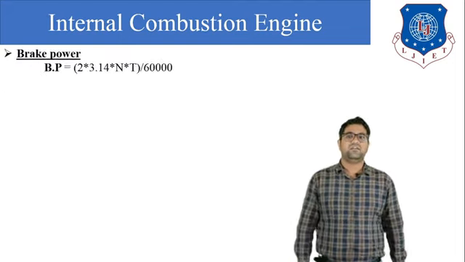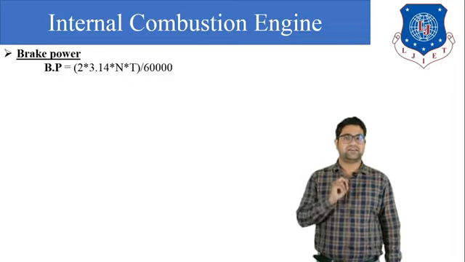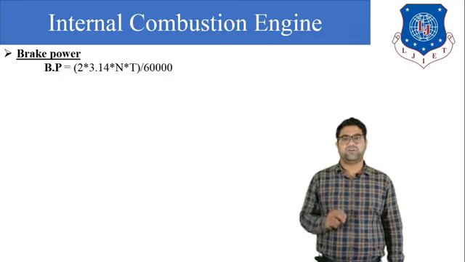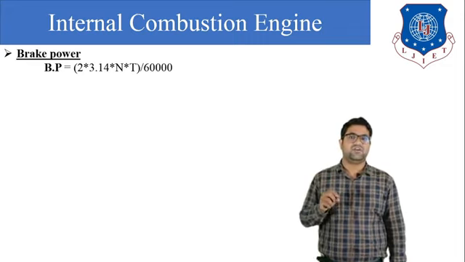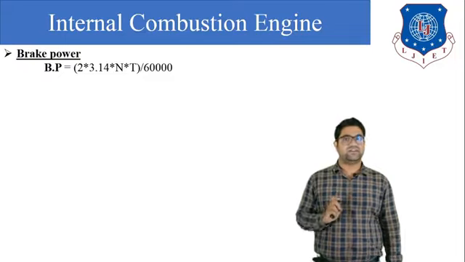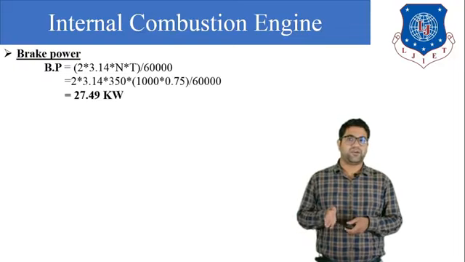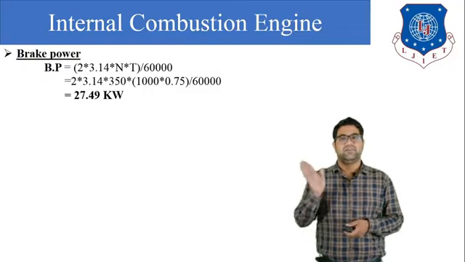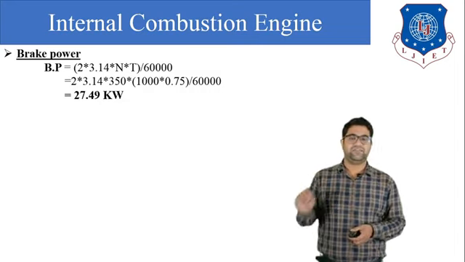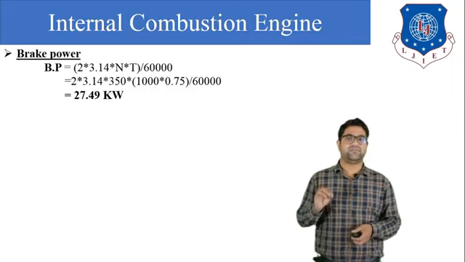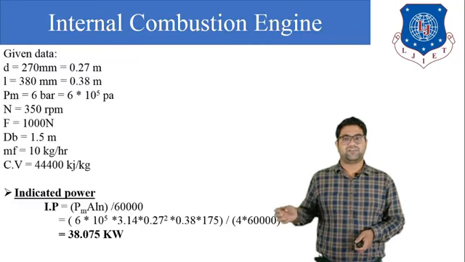Now next we have to find the brake power. The formula of brake power is 2 pi NT by 60,000. 2 pi means 3.14, and N is the RPM of the engine, which we already have, and T is the torque. Torque is the force into radius. So we put all the values: 2 multiplied by 3.14 multiplied by 350, that is the RPM, and the force into the value of radius, divided by 60,000. Then we get the brake power equal to 27.49 kilowatt.